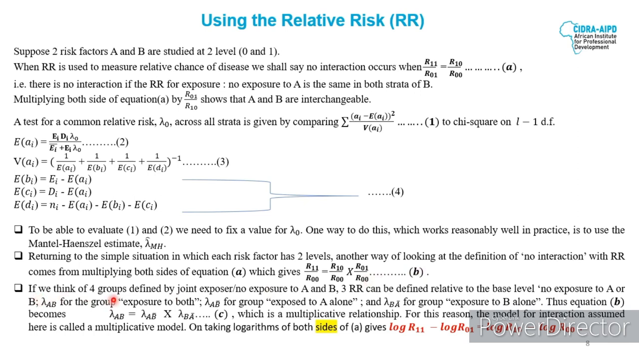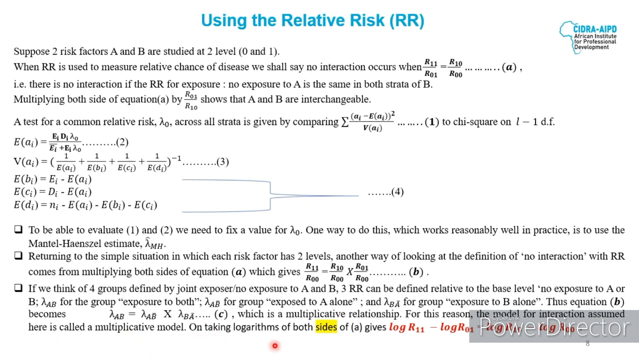Henceforth, if we think of four groups defined by joint exposure, non-exposure to A and B, three relative risks can be defined relative to the base level, no exposure to A or B: lambda AB for the group that is exposed to both, lambda A B-bar for the group that is exposed to A alone, and lambda B A-bar for the group that is exposed to B alone. Thus, equation B becomes lambda AB equal to lambda A B-bar into lambda B A-bar. Here it is only exposure to A, whereas here it is only exposure to B. Now this equation is a multiplicative relationship. For this reason, the model for interaction assumed here is called the multiplicative model.